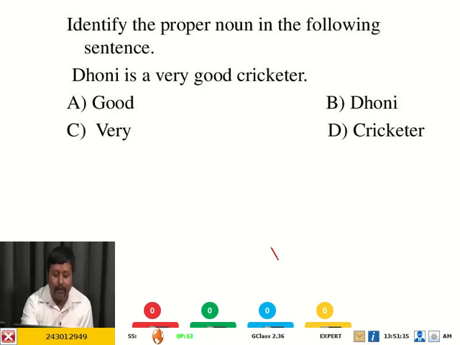So it's time up. What would be the answer? Proper noun. Dhoni is a good cricketer. So, which one is the proper noun here? That is option B, right? Okay.